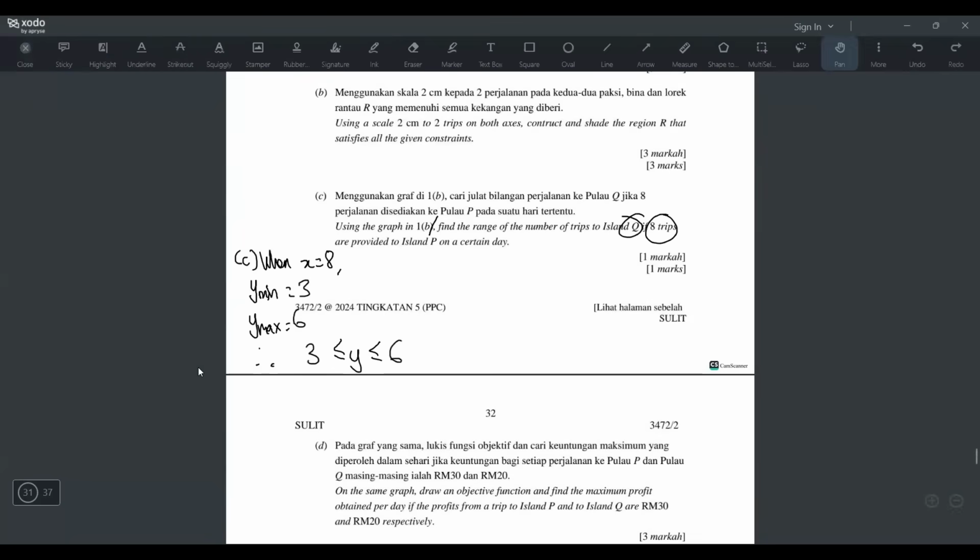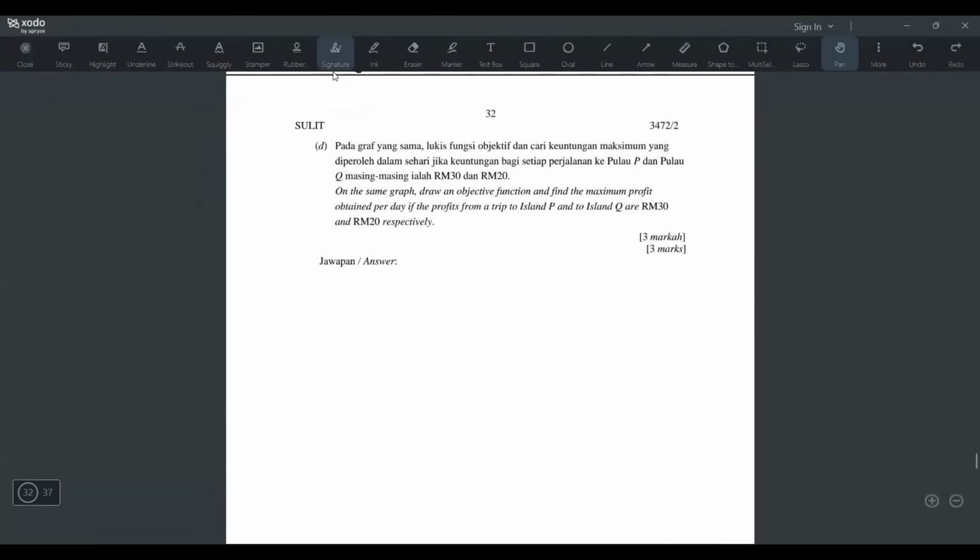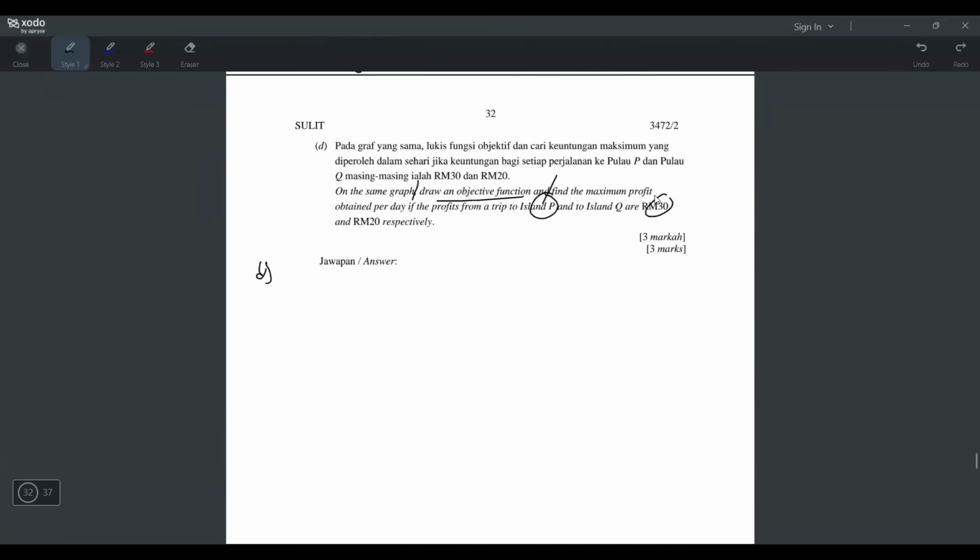Okay, now we are done. Now for part D. Okay, part D is here. I'll just do it here. Let's read the question. On the same graph, draw an objective function and find the maximum profit obtained per day if the profit from island P is 30 ringgit each trip, and island Q is 20 ringgit.